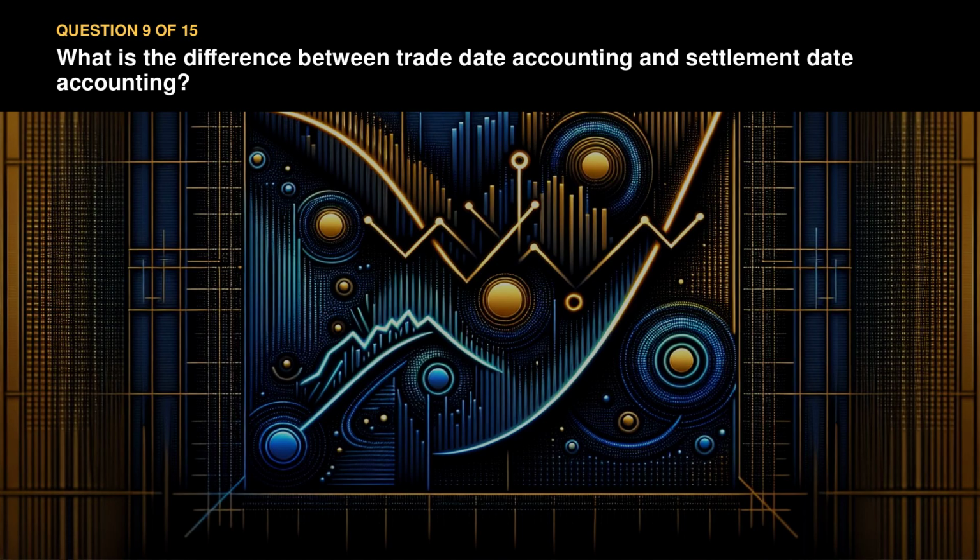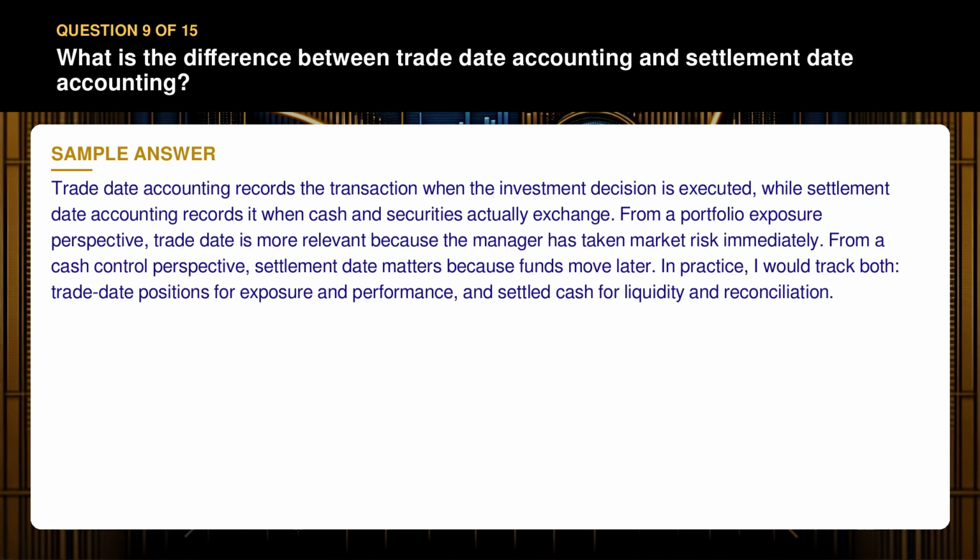Question 9. What is the difference between trade date accounting and settlement date accounting? Trade date accounting records the transaction when the investment decision is executed, while settlement date accounting records it when cash and securities actually exchange. From a portfolio exposure perspective, trade date is more relevant because the manager has taken market risk immediately. From a cash control perspective, settlement date matters because funds move later. In practice, I would track both: trade date positions for exposure and performance, and settled cash for liquidity and reconciliation.